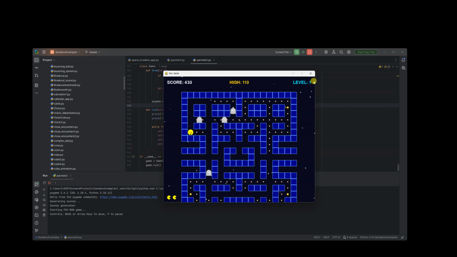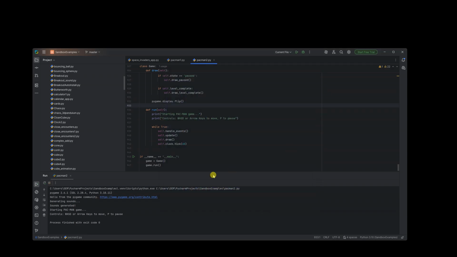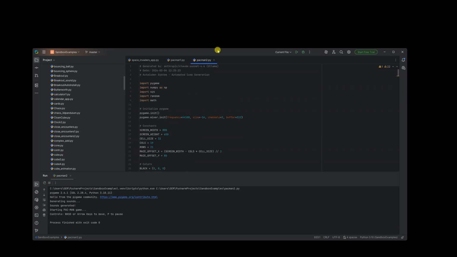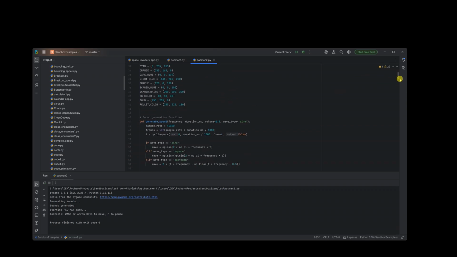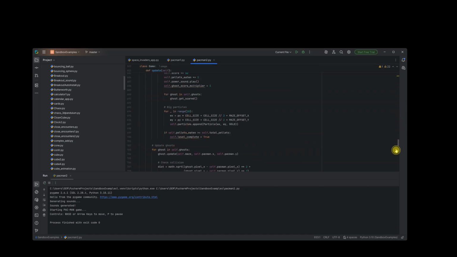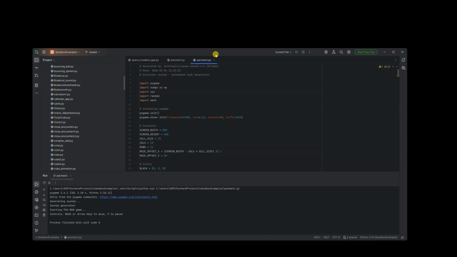Right, so that's Pac-Man, which I think it's got multiple levels as well. So this is a proper Pac-Man game. 947 lines. So this was produced by Claude Sonnet 4.6. I don't know how long it took, a couple of minutes to produce this code. Can you believe that? A couple of minutes.